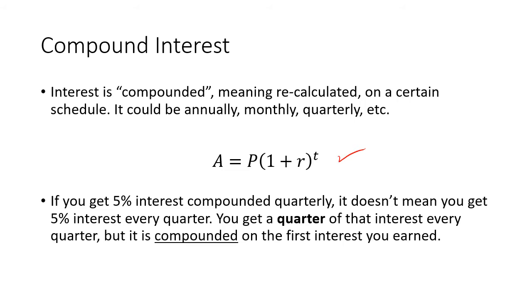But because it's compounding more often, that portion of the 5% that you're going to be earning in the second quarter is going to be on more money. And so what that does in effect is it earns you more money over time. And so we have this equation here.